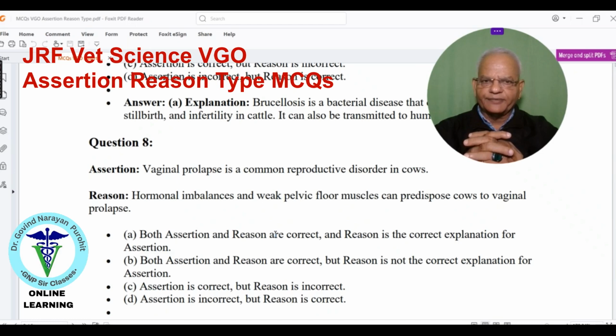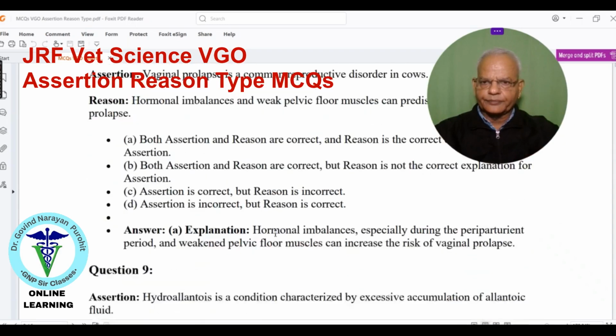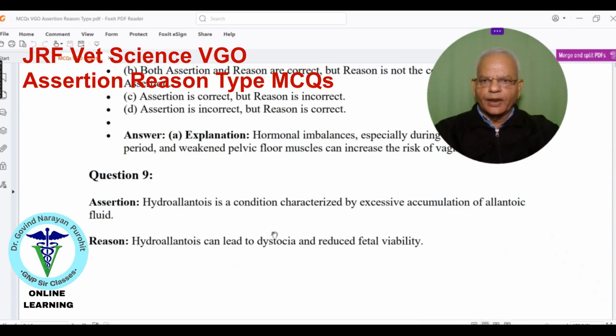Look, vaginal prolapse is a common reproductive disorder in some breeds of cows, and hormonal imbalances and the weak pelvic floor muscles lead to the prolapse, right? So both assertion and reason are correct, and reason is the correct explanation for the assertion.